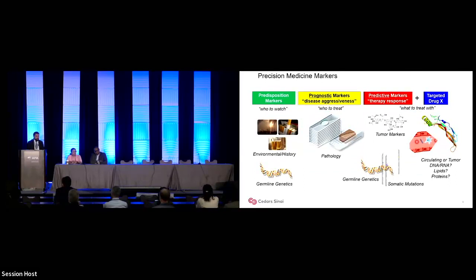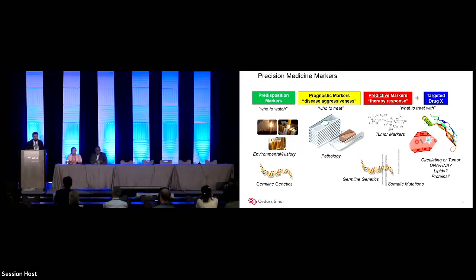Nowadays, when we think of predisposition markers, some of the actual precision markers are germline genetics, which we routinely now do, and environmental history. There are prognostic markers, which are really based on path that we look at to see if there's lymphovascular invasion, perineural invasion, number of lymph nodes, et cetera. We have predictive markers, again, that sometimes can be based off germline genetics or somatic mutations, CA19-9.